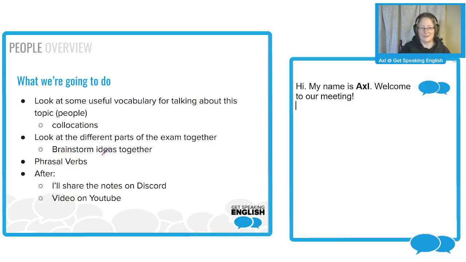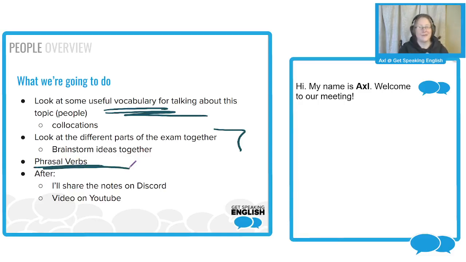And like I already mentioned, we're going to be looking at a lot of useful vocabulary for talking about this topic. We'll be looking at some collocations together, so words or groups of words that you always see together. Then we're going to look at an example question, brainstorm some different parts of the exam together, get some great ideas going so we can add them all to our notes. Then if there's time, we're going to check out some phrasal verbs, so handy phrases that you'll be able to use when you're speaking or writing.